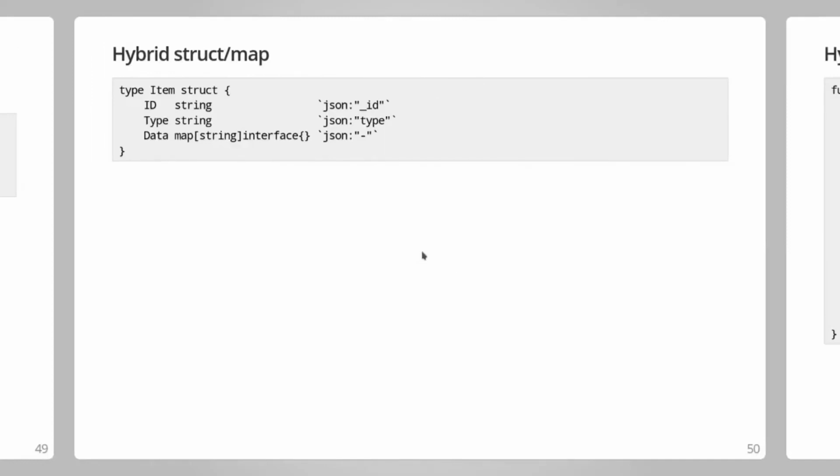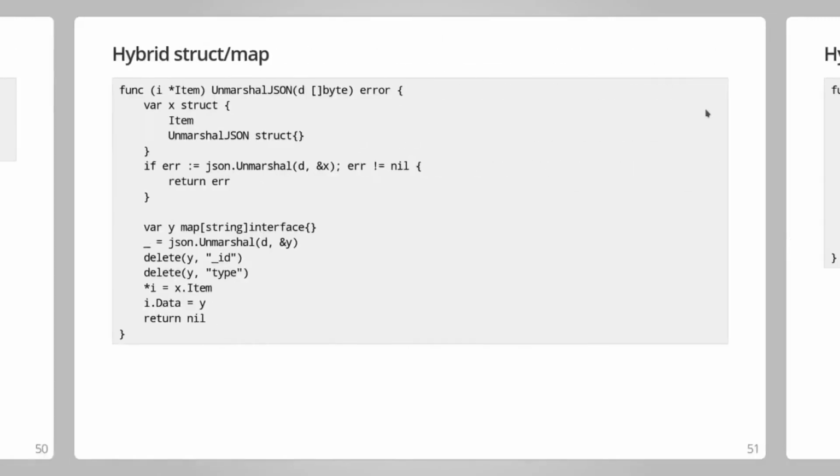So here's our target type. I've created a type called item. It represents some generic thing that has an ID and a type and arbitrary data. Let's look at the custom unmarshal function I've created.